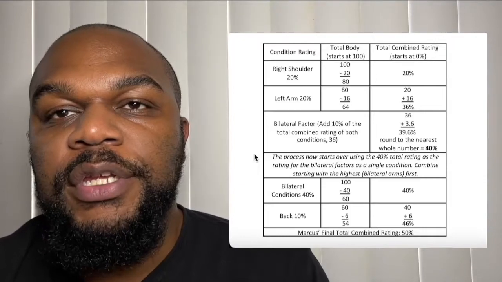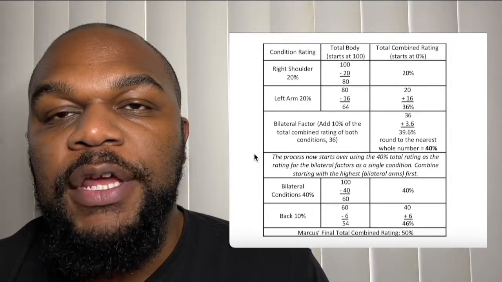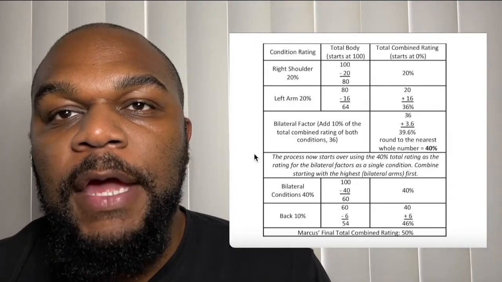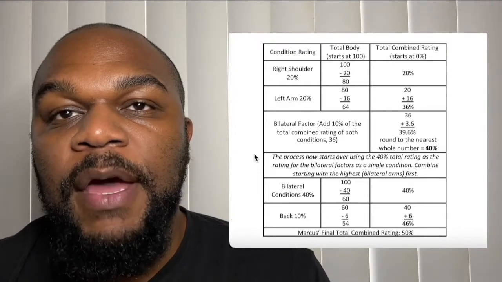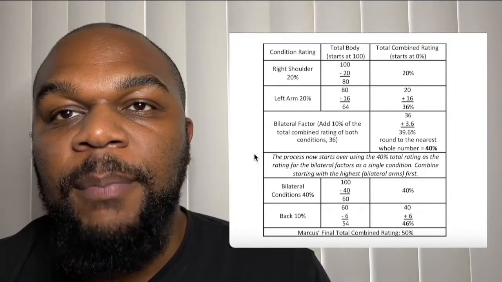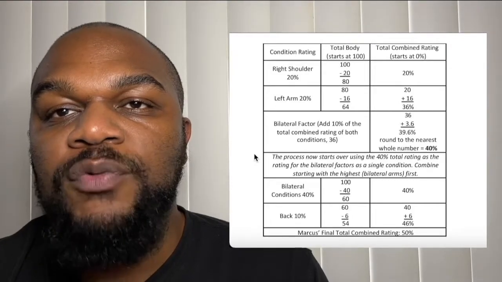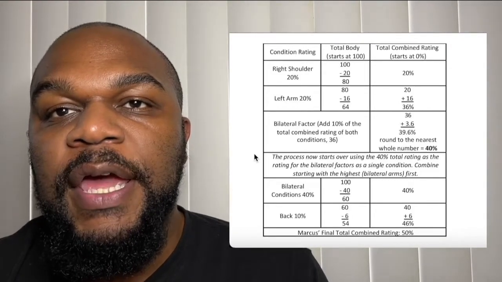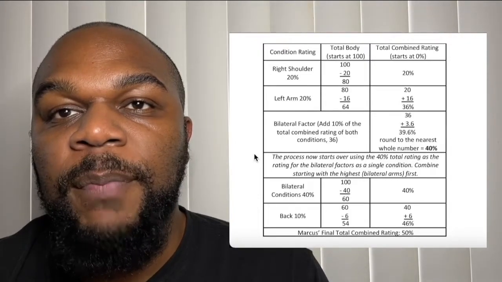Marcus has 3 conditions, a right shoulder rated at 20%, a left arm rated at 20%, and a back rated at 10%. The 2 arm conditions are combined first, and then the bilateral factor is added to their combined rating. That rating is rounded to the nearest whole number and then becomes the rating of a single bilateral condition that is combined with the back condition.